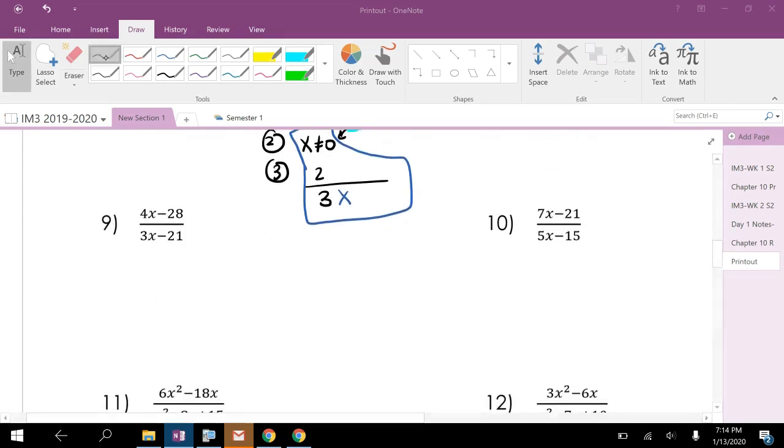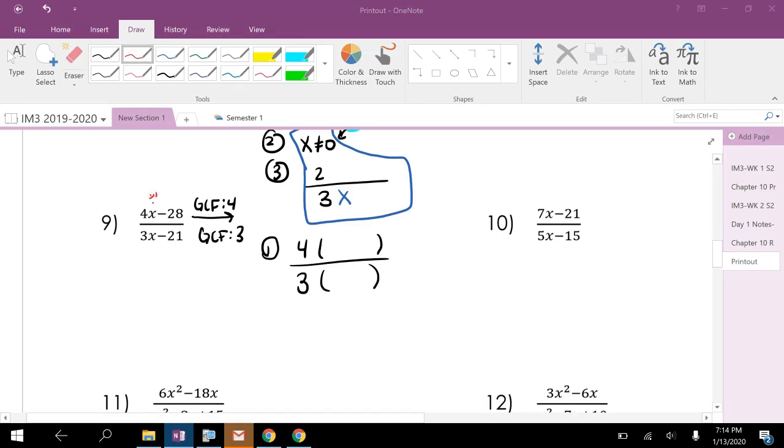Take a look at this next one. There's 2 GCF problems. The greatest common factor at the top is 4. The greatest common factor on the bottom is 3, because those numbers are the numbers that can go into both of those. So 4 and 3 are on the outside because, again, whatever the GCF is gets written on the outside. But when I divide the top both by 4, that's going to leave me with x minus 7. Same thing with the bottom. When I divide both of these by 3, I'm going to be left with x minus 7.